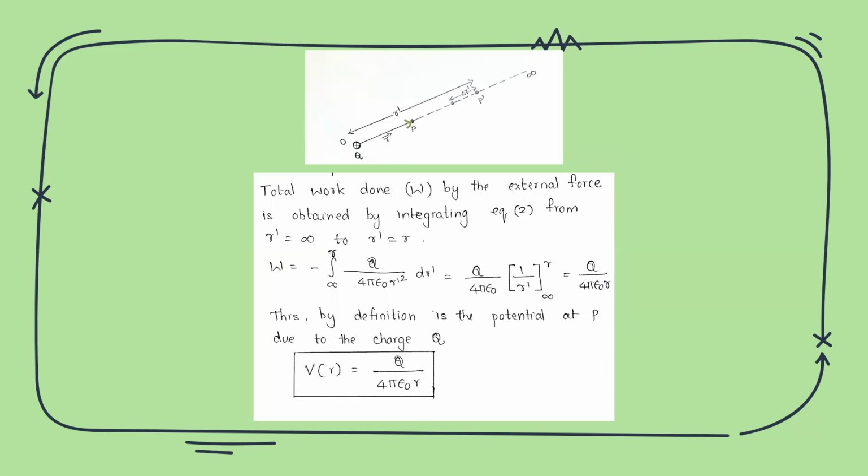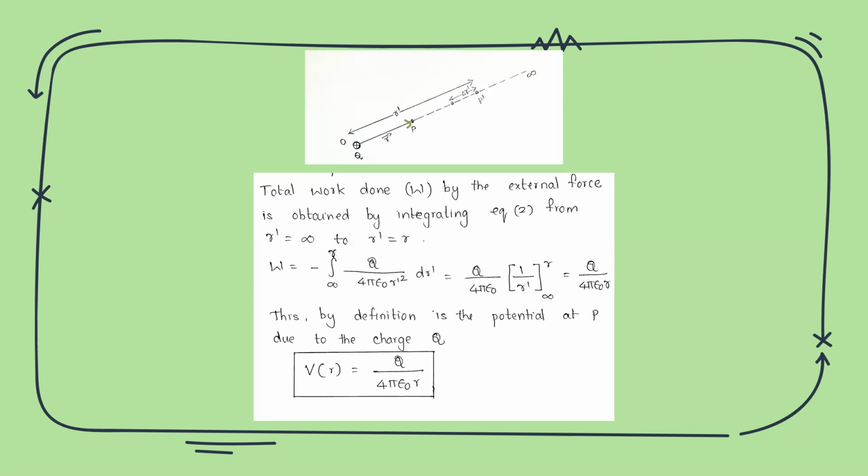And after that, total work done W by the external force is obtained by integrating equation 2 from R dash equal to infinity to R dash equal to R. Now we are doing the total work done by integrating the above equation from infinity to the point P. P is at a distance of R. Therefore, we take the integration limits from infinity to R. Starting point is infinity, that is a very far away point, and the final point is P. P is at a distance of R from the origin.